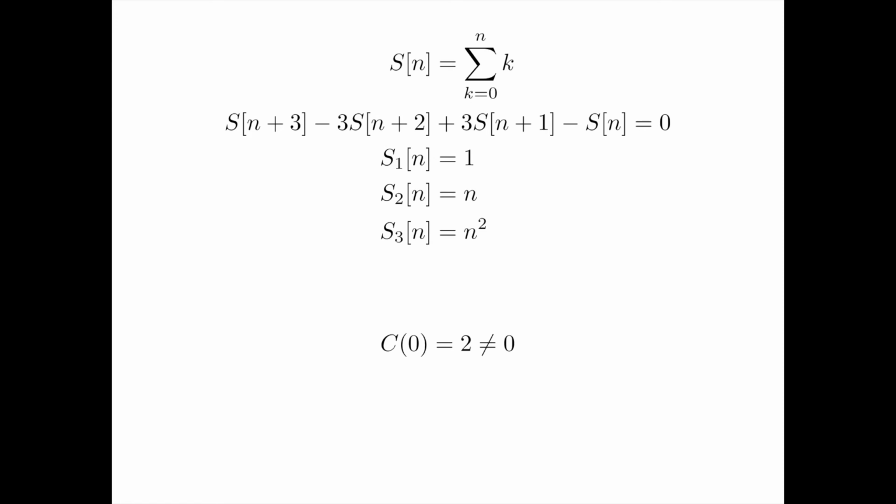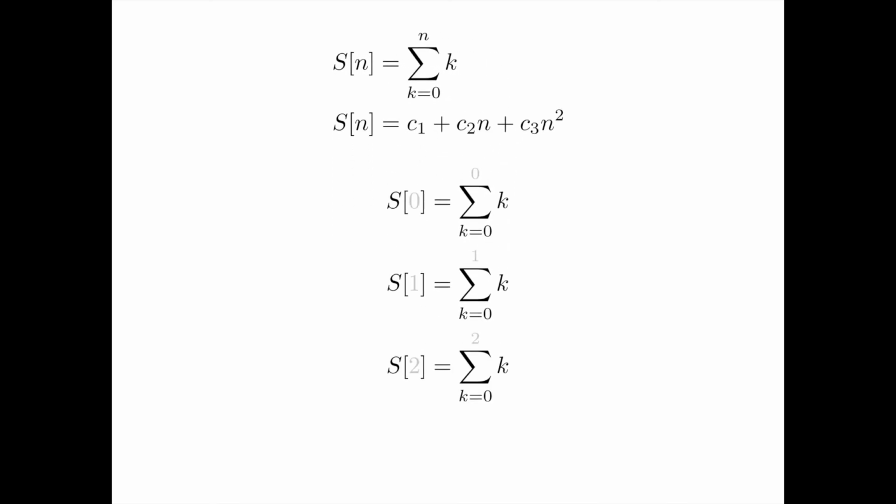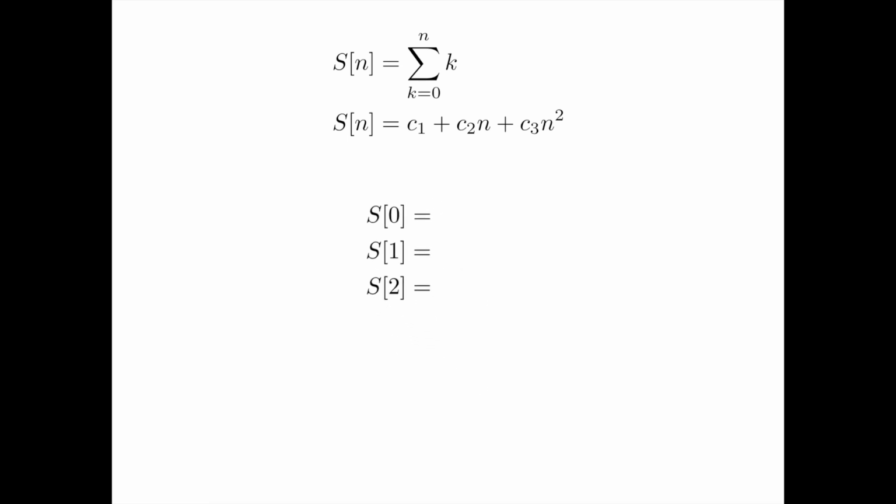We're now able to write the general form for our recurrence relation. S of n is equal to c1 plus c2n plus c3n squared. All that's left is to plug in the initial conditions. We weren't given any initial conditions, but we can actually figure them out from the problem we were originally trying to solve. So we'll plug in 0, 1, and 2 into these sums. And now these, of course, become 0, 0 plus 1, and 0 plus 1 plus 2, which is, of course, 0, 1, and 3. So we'll just flip this around to make it easier.